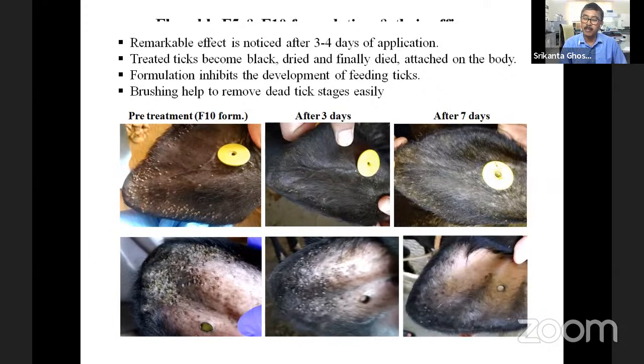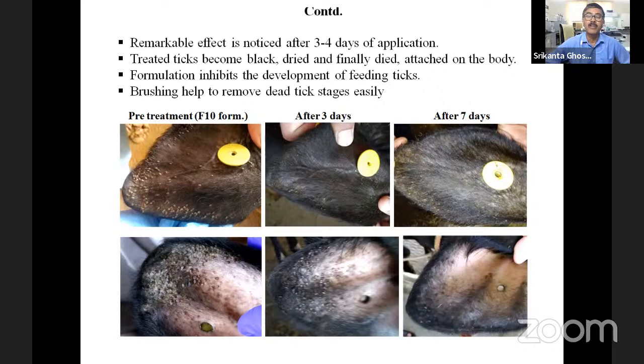You can see from the picture the pre-treatment and after 7 days, and whatever dots are there, many of them are only post-attachment marks. It is not the tick stage after 7 days. Post-attachment, there are some marks. The marks do not go away; it takes time to go. And the animals are already black in color, so for that reason the marks are there. But it is not the live stage which is taking blood. These are all the blood feeding stages, and the stage is visible now.